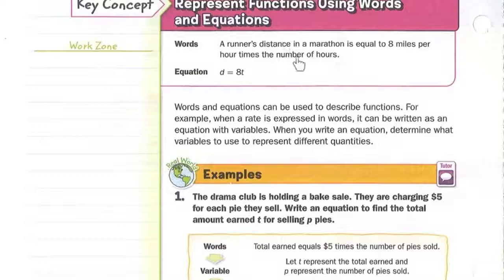A runner's distance in a marathon is equal to 8 miles per hour times the number of hours. So it's distance equals 8 times the number of hours.